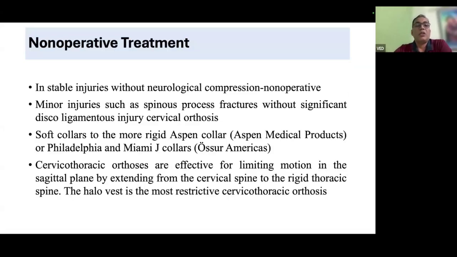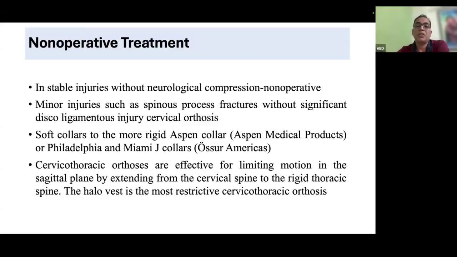So what are the non-operative treatments? In stable injuries, as we discussed, without any neurological compression, we should not operate on the patient. We should manage the patient non-operatively. For minor injuries such as spinous process fractures without significant discoligamentous injury, a cervical orthosis can be given and it is sufficient.